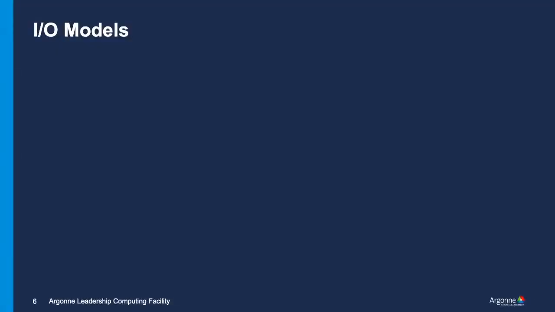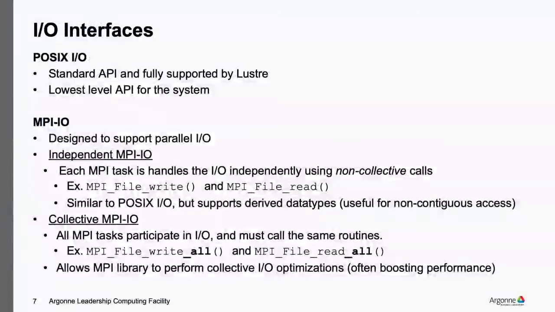All right, so now I'm going to talk a little bit about different I/O models you might use. So first is POSIX. Lustre is fully compliant. This is a standard interface most of you are probably familiar with, and that's kind of the base level API you could use for the system.